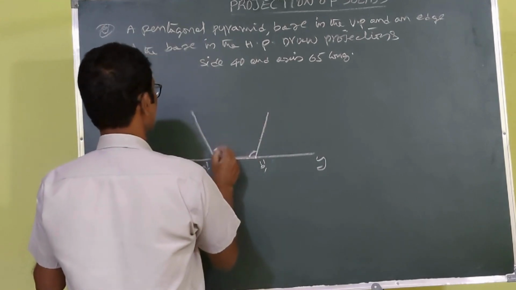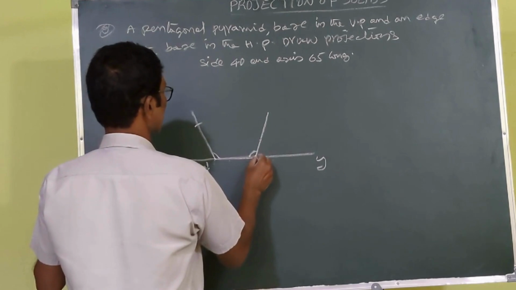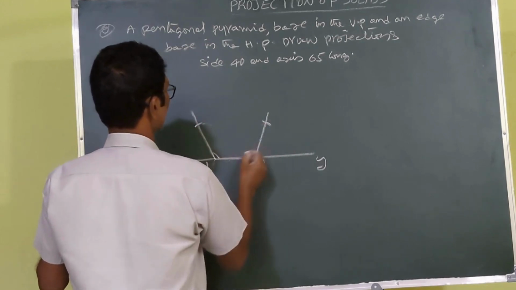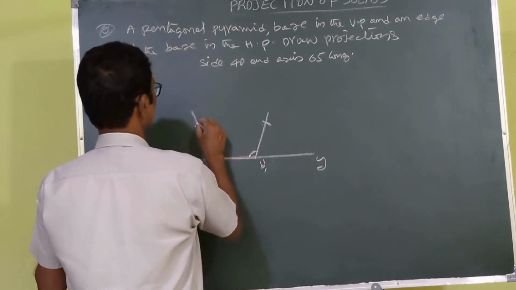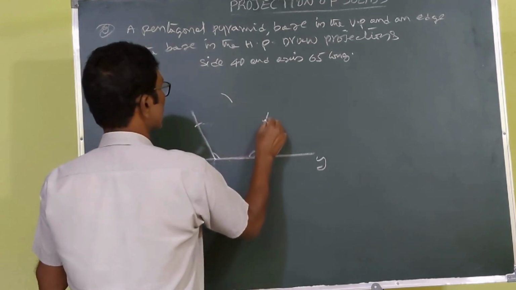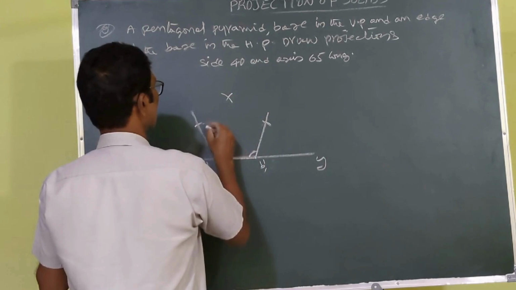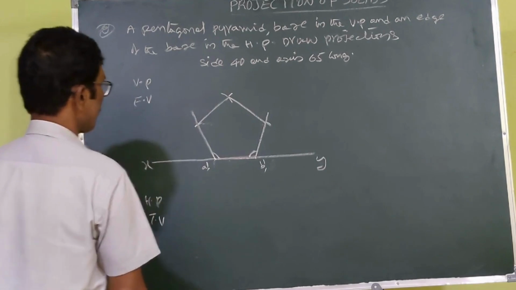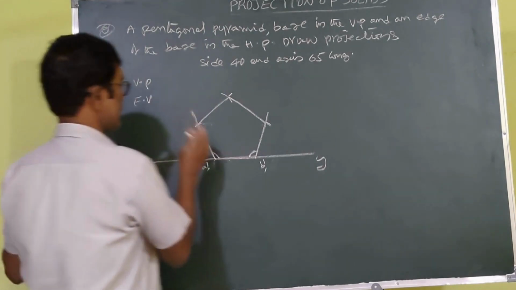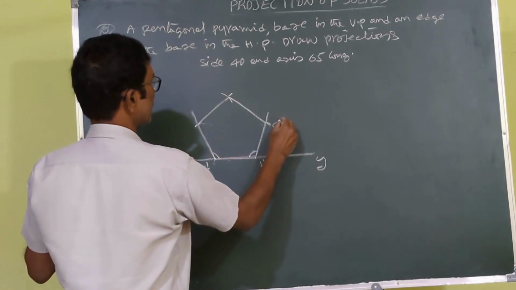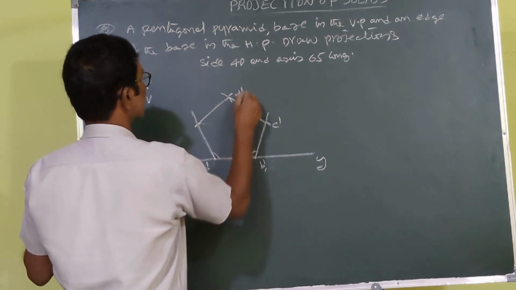From this as a center, 40 as a radius, you cut it here. Same with this as a center, 40 as a radius, you cut it here. Once you cut this, find this point, take it as a center, 40 as a radius, and draw the arc. Here also, draw the arc with radius 40. You simply join these points. You got the pentagon base, pyramid base in the VP. So A, B, C dash, D dash, E dash.